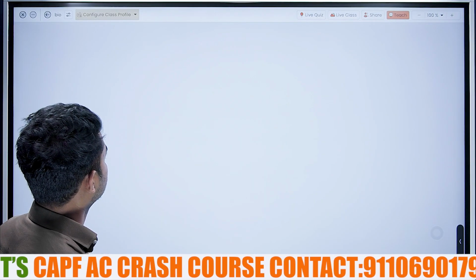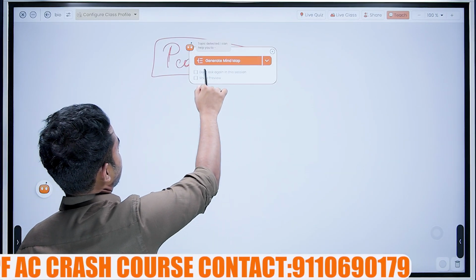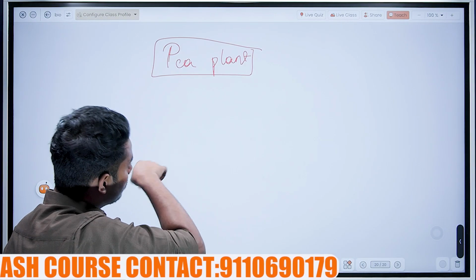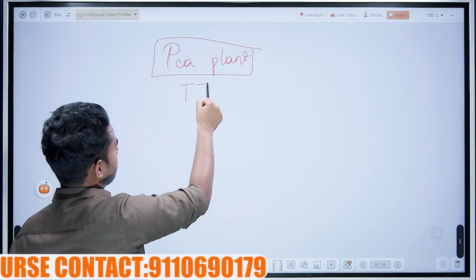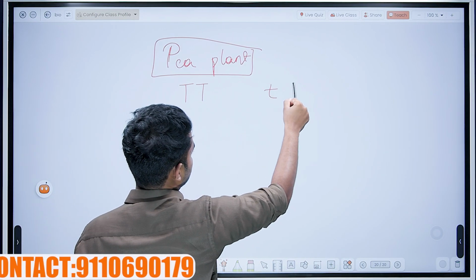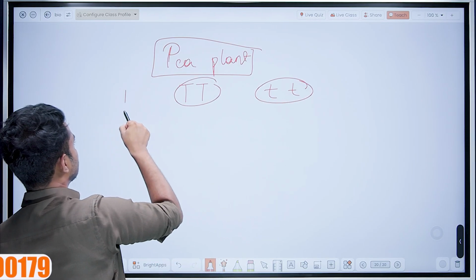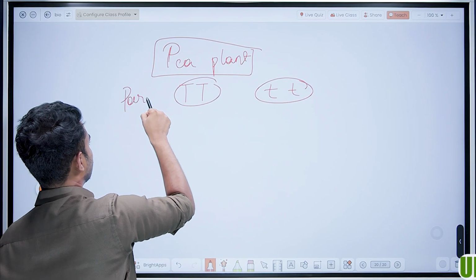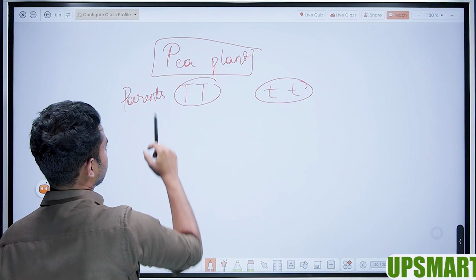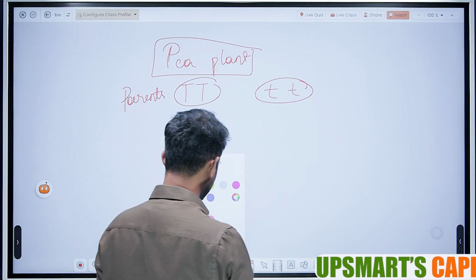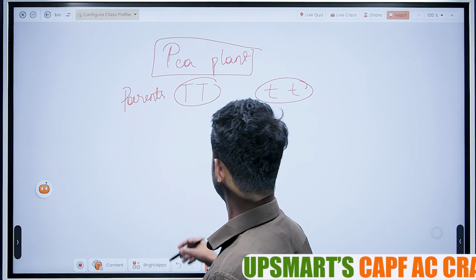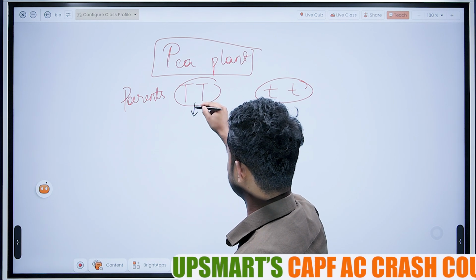Now you see the result. Two ones, right? TT, small t. These are the parents. As I told you, these are the parents which he picked, the pure ones. Now, he made a cross between them. So that capital T will produce the gametes of T.